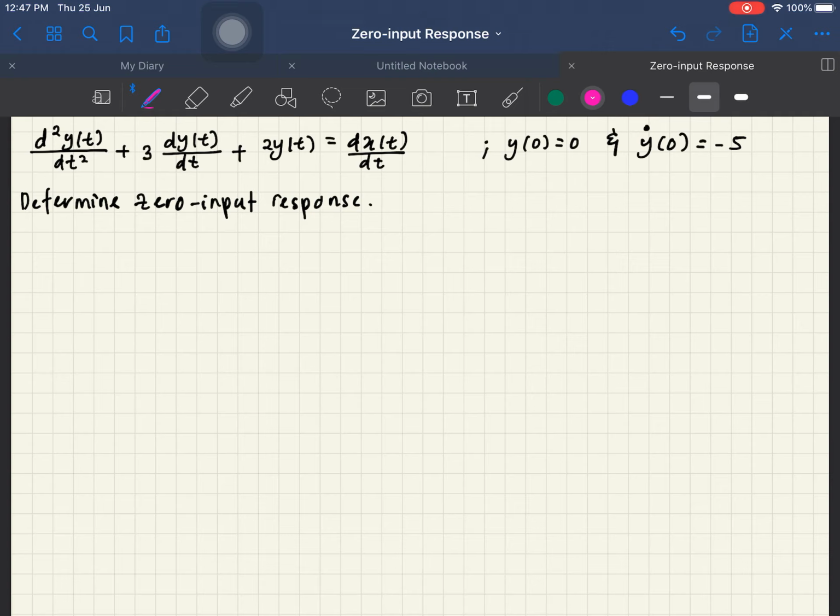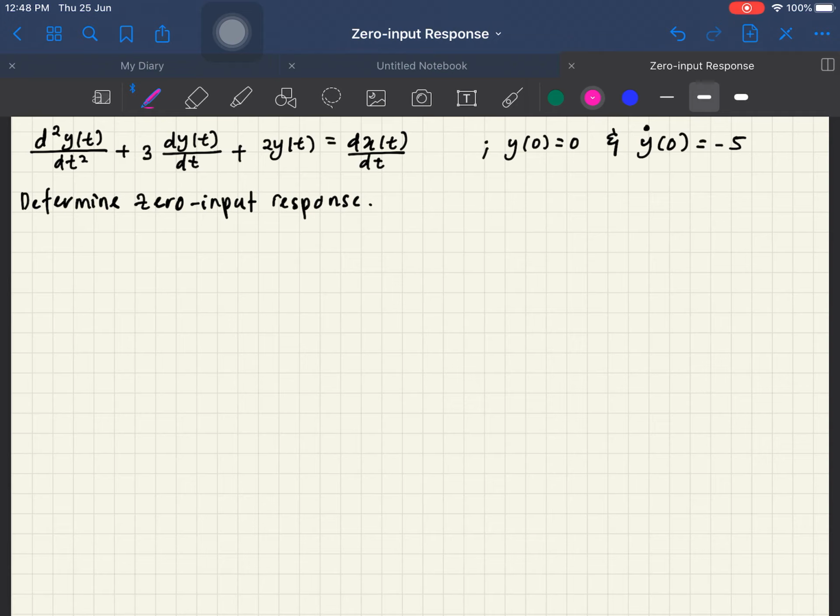In this video, we will discuss the solution to a sample problem on how to determine the zero input response of a linear differential system. In this question, you are given this linear differential equation with these two initial conditions, and you are asked to determine the zero input response of the system. So let's do this one by one.